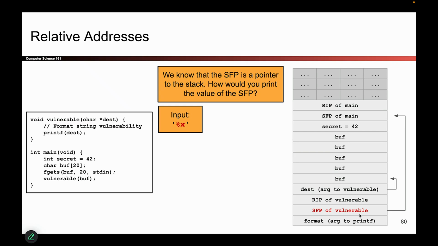And what is this value? It's an address. What is it the address of? It's the address of the previous stack frame's SFP. So by leaking this address, you might be able to say something like, I know this address, so this address must be the thing I leaked plus 4, and the address of secret must be the value I leaked minus 4, and the address of buff must be minus 24, and so on and so forth. So just by getting a single address, that allows you to find the addresses of everything else on the stack.